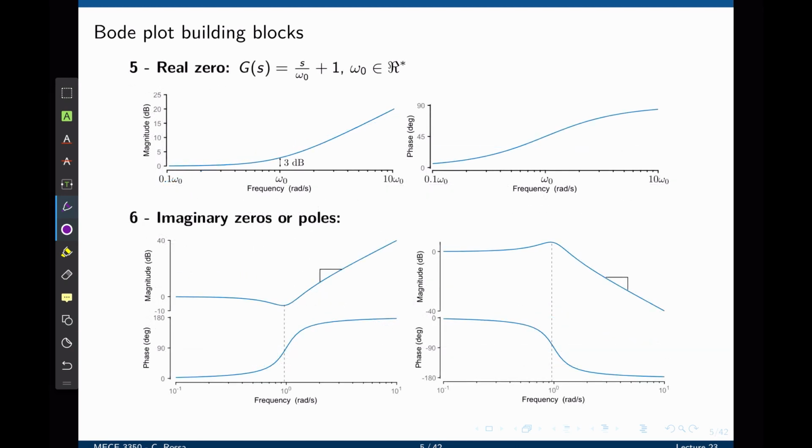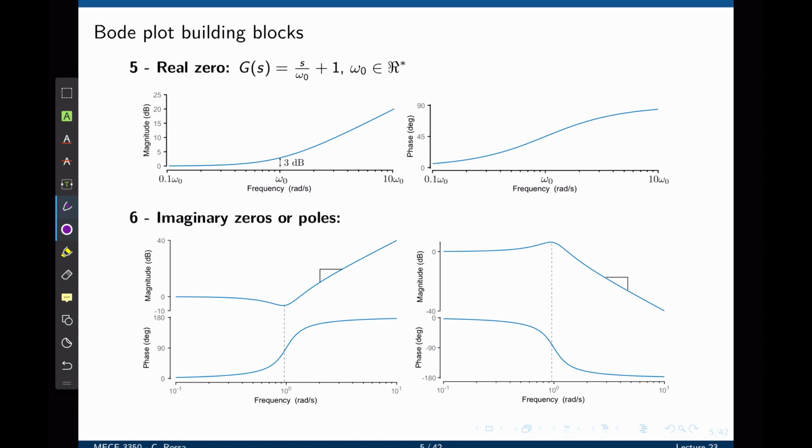The next element is the real zero, and you can see again here that the real zero is similar to the real pole, with the exception of a sign for both phase and magnitude. For the same cutoff frequency of omega 0, the Bode plot up to the cutoff frequency has a magnitude of 0 decibels, and past the cutoff frequency, the magnitude now increases by 20 decibels per decade. Exactly at the cutoff frequency, the magnitude goes up by 3 decibels.